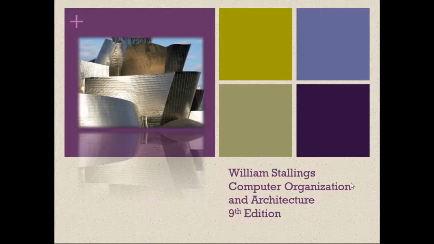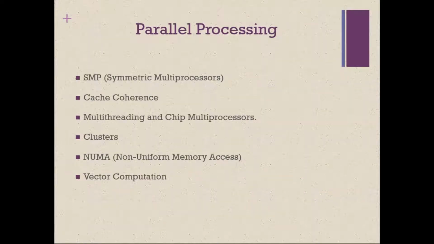The topic we are going to discuss is parallel processing, and this is the flow. We'll be discussing this chapter under these headings. First, symmetric multiprocessors, which is one type of parallel processing system. When you use a symmetric multiprocessor, it creates a problem called the cache coherence problem, and we'll discuss how to deal with it. Followed by that, the next type of parallel processing, multi-threading and chip multiprocessors. Then clusters, where different independent computers work in a cooperative fashion to achieve parallel processing.